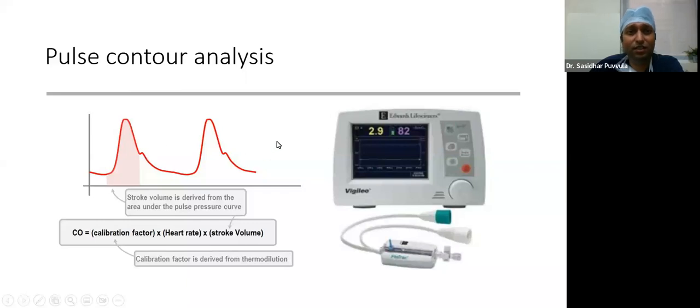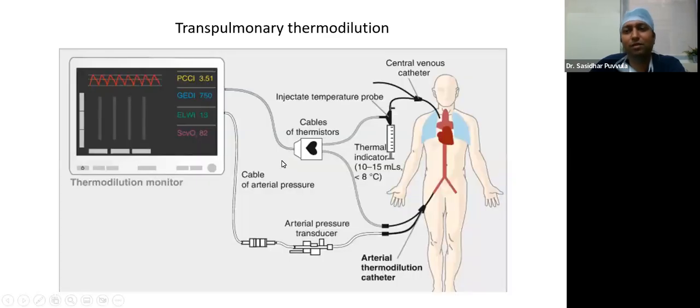So what does the monitor do? This minimally invasive technique is called pulse contour analysis. Some of you might have used this FloTrac or this Vigileo cardiac output monitor, where you have a special type of transducer which you connect to the arterial cannula of the patient, and you get the arterial waveform trace, and the monitor measures the area under the waveform, and it gives you the stroke volume, cardiac output. It's as simple as that. And there is a slightly more advanced pulse contour analysis, where you do something called transpulmonary thermodilution.